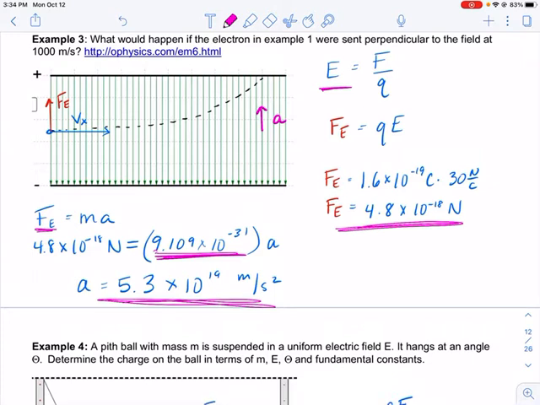Just to note that I could figure out a bunch of things with this. I do know that horizontal range or position is equal to Vx times delta t. And then in the vertical position, I know that delta y equals 1/2 a delta t squared. Those two equations apply to this situation just like they do to horizontal projectiles.